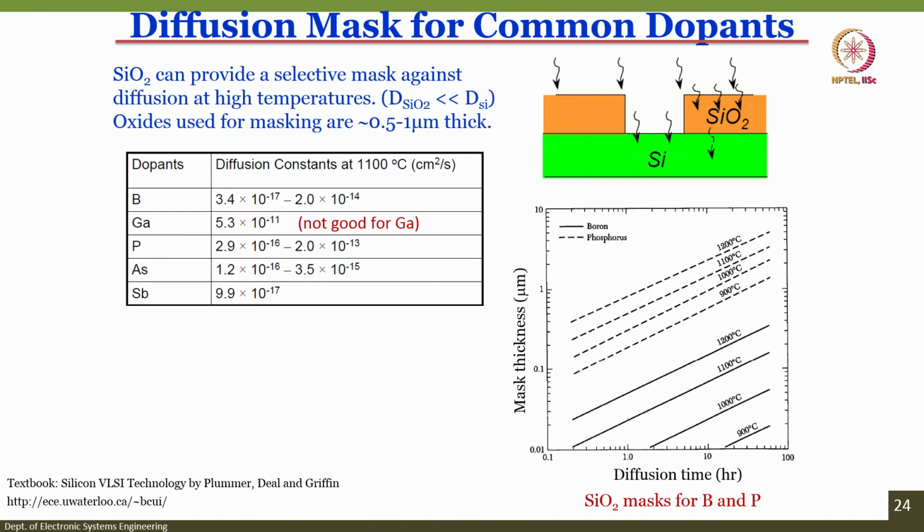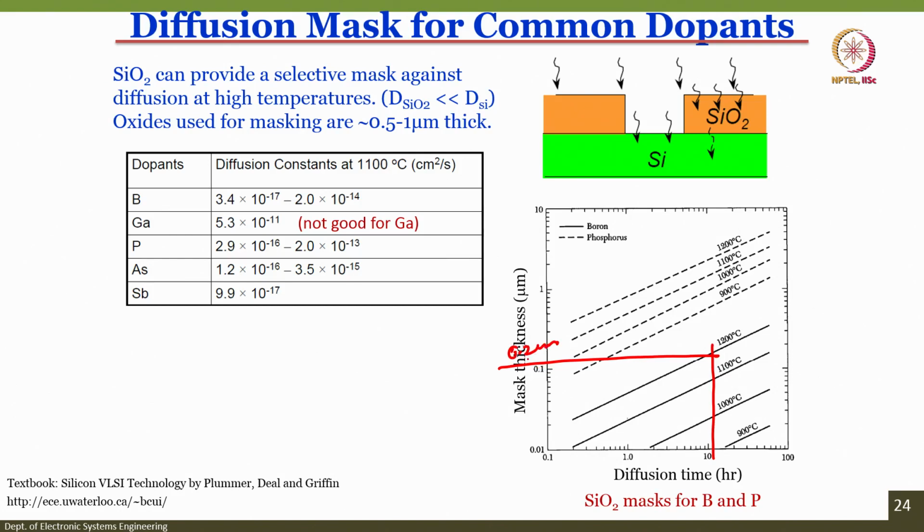For example, if you want to diffuse boron at 1200 degrees centigrade for about, let us say, 10 hours, you have to see what thickness you require. Here it is 10 hours, 1200 degrees centigrade, and somewhere it is matching here. So, you should have somewhere around 0.2 microns. A 0.2 micrometer thick silicon dioxide will work.